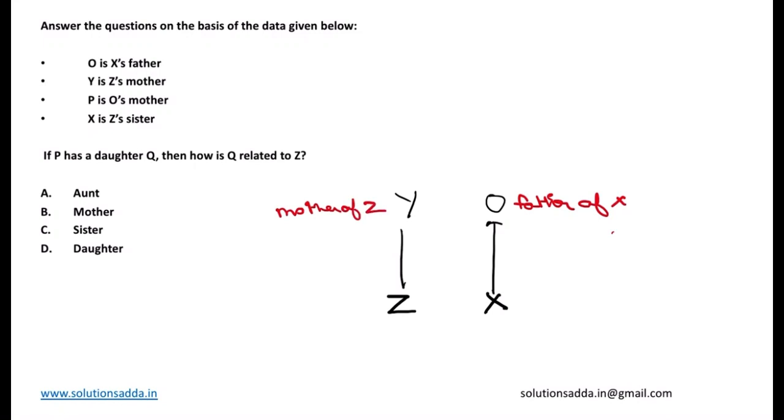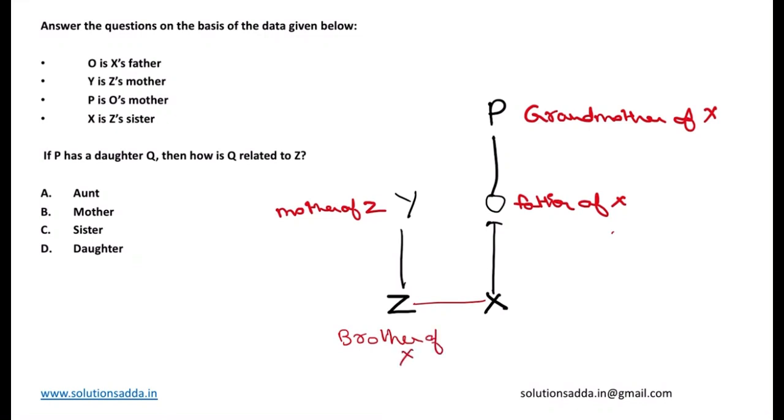Now P is O's mother. Therefore she will be grandmother of X. Now X is Z's sister, so Z is brother of X. When X and Z are brother and sister, therefore Y and O will be husband and wife. So Y is wife of O.